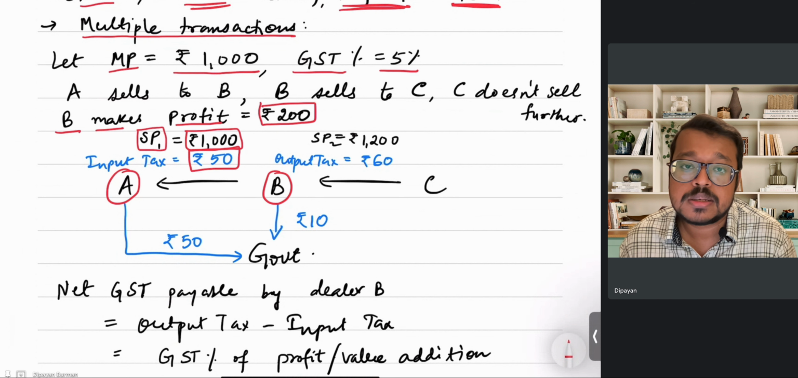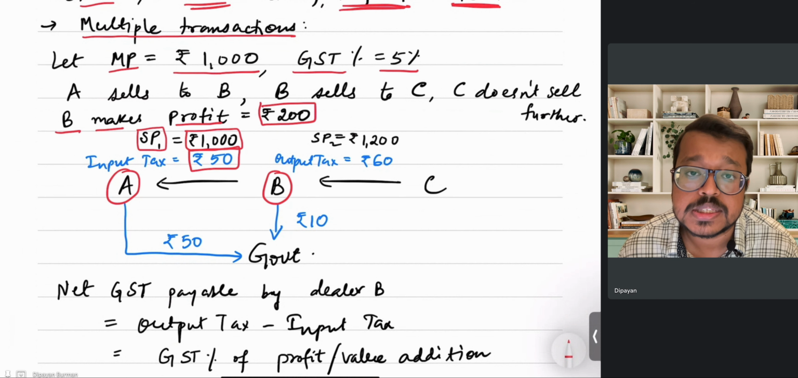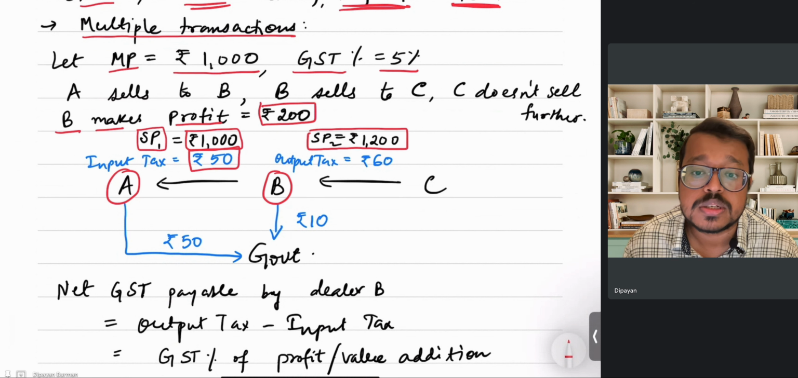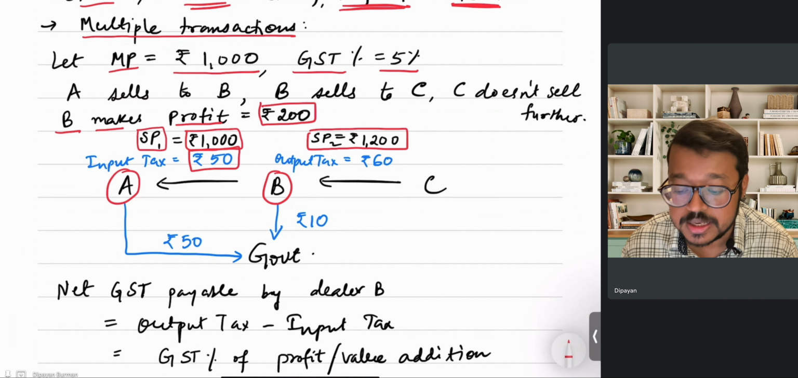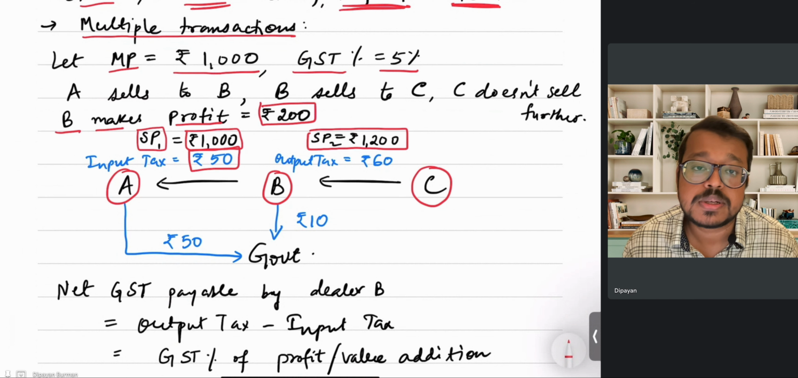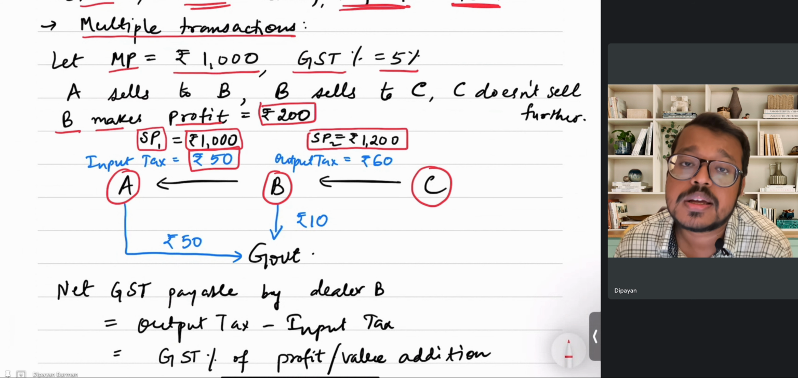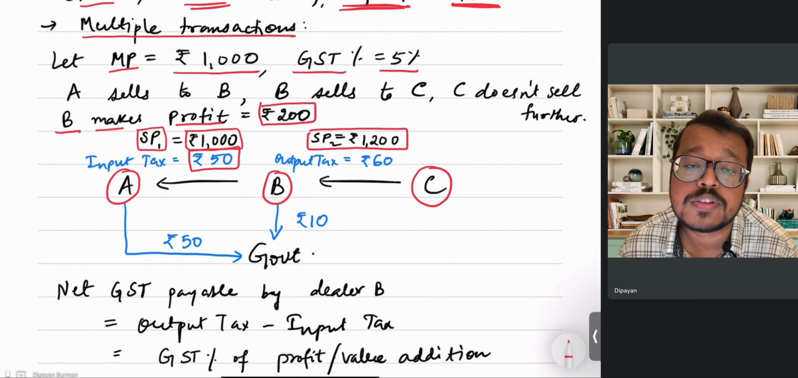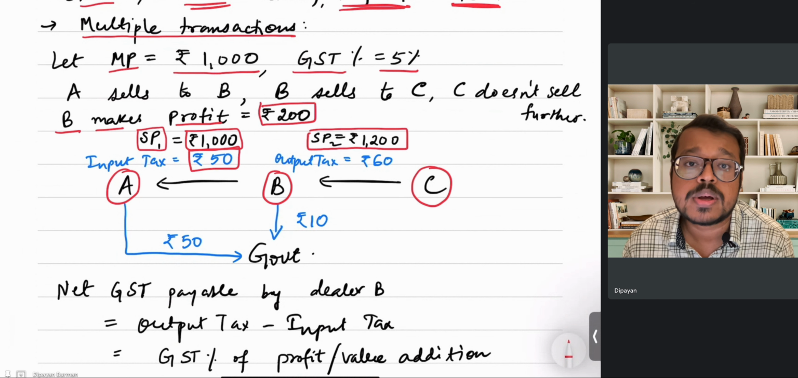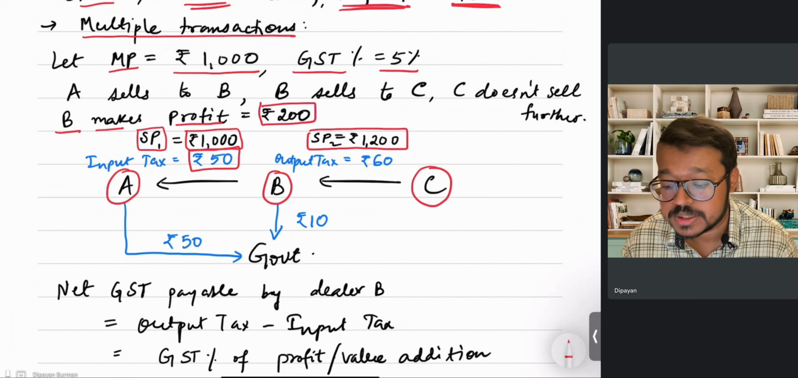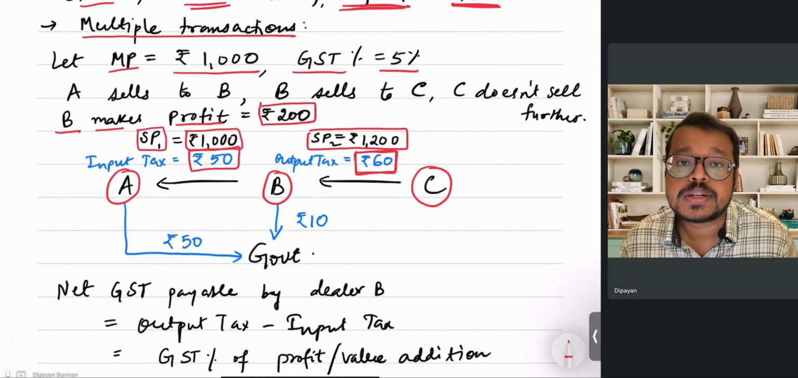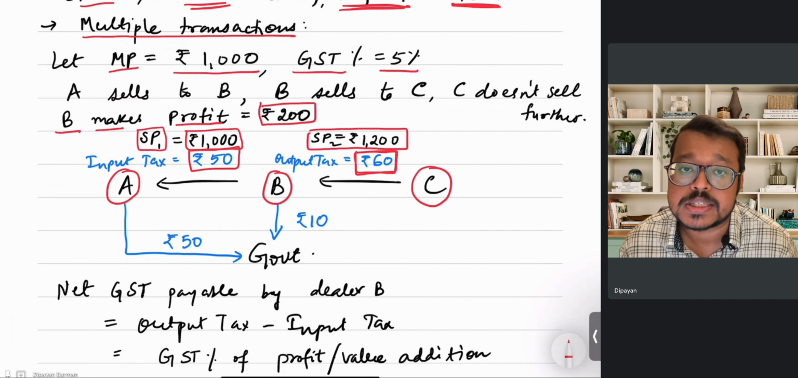So when person B is selling the product to person C, then the selling price at that point will be 1000 plus 200, which is 1200 rupees. And then person C, when buying the product, has to pay 1200 plus 5% tax on that. So if I calculate 5% on 1200, it will be 60 rupees. So person C pays 60 rupees tax and person B is collecting that 60 rupees tax.